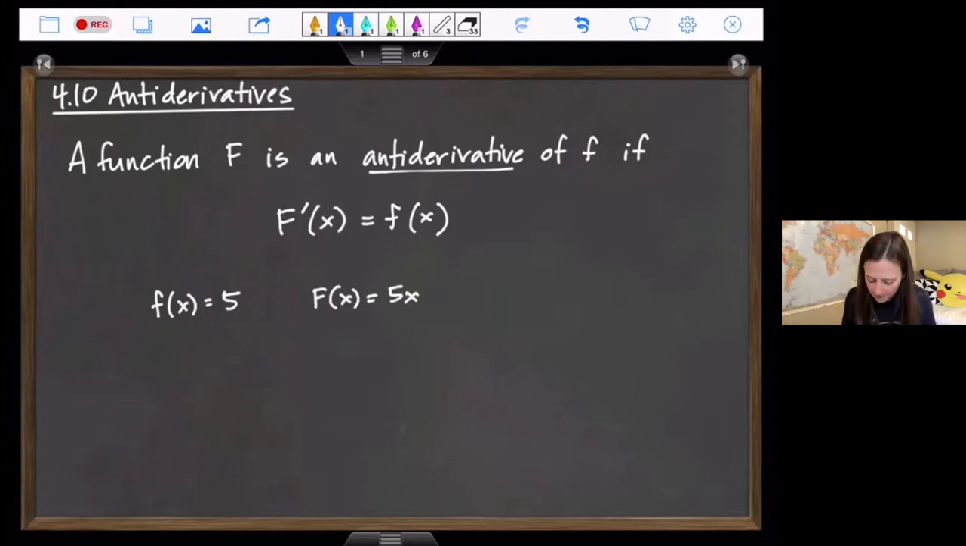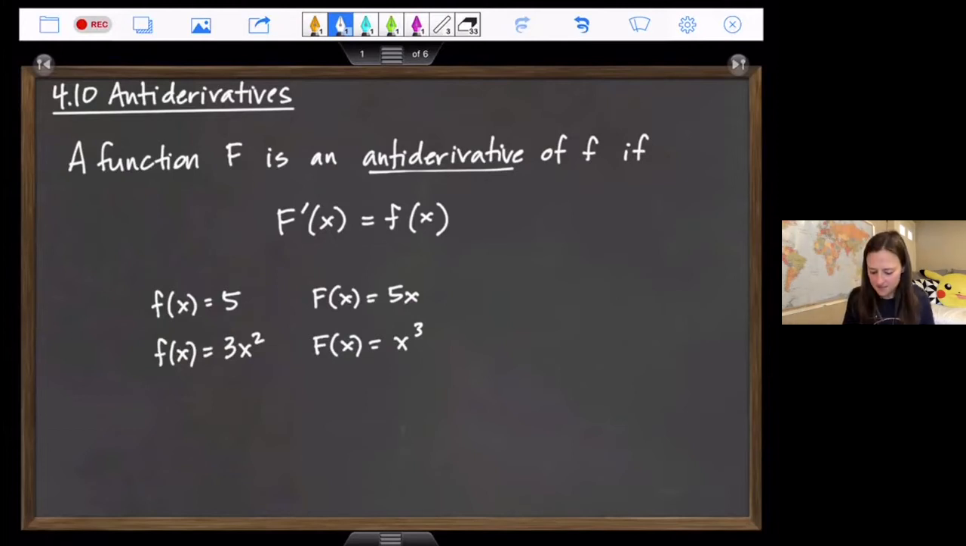What if I gave you f of x equals 3x squared? So we could think, what could I take the derivative of to get 3x squared? Well, we remember our power rule, so kind of doing it backwards. Maybe capital F would be equal to x cubed, because I take the derivative of x cubed and I get 3x squared. So this gets a little more complicated when they don't give us the exact right coefficients on there.